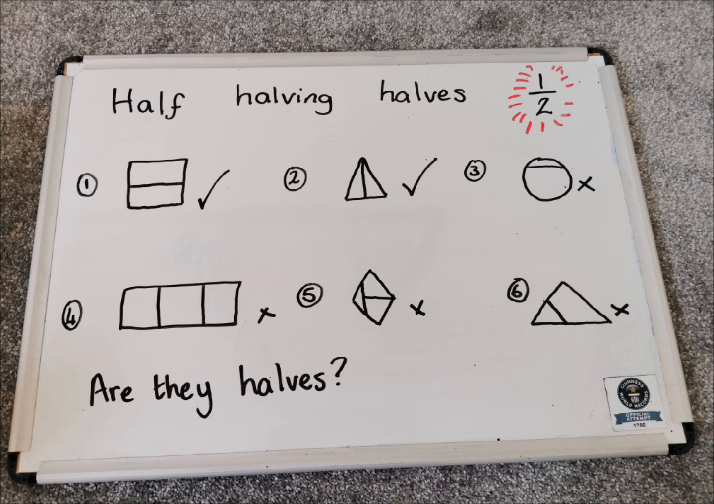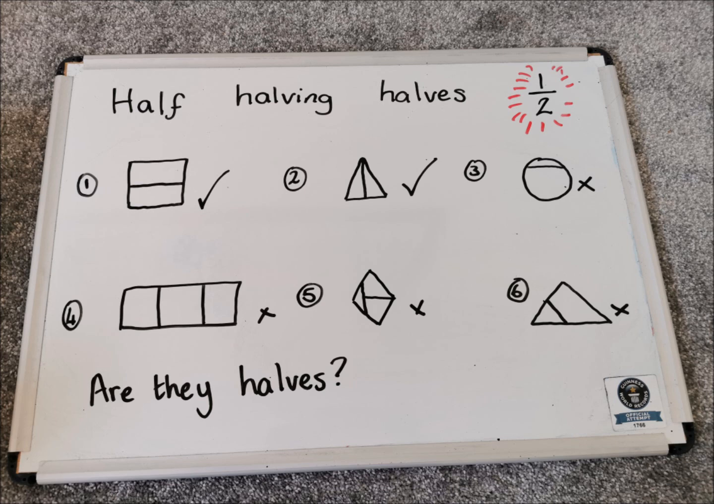Number 4, not cut into halves because it's actually cut into 3 sections. So remember, a half is cut into 2 sections. So number 4 is not halves. Number 5, again, not cut into halves, it's cut into 3 sections and they're not the same size, so it's not at all halves. And number 6, yep, it is cut into 2 sections, but the 2 sections are not equal, so it's not halves.